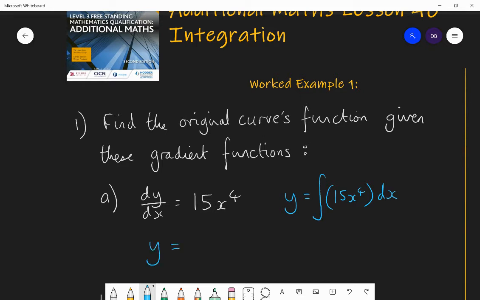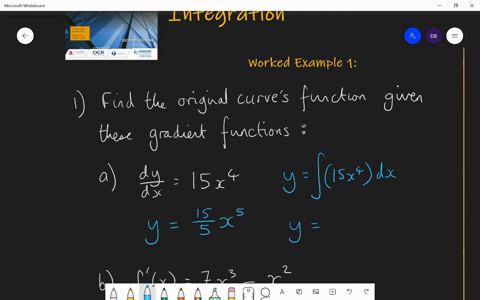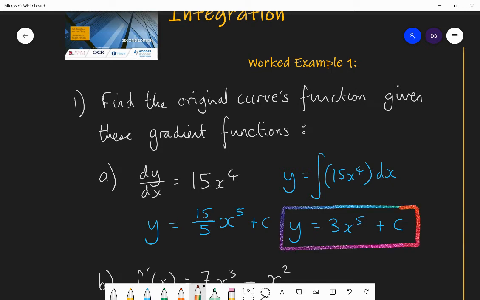So y is equal to, if I integrate, I raise the power by 1, so was power of 4, it becomes a power of 5, and I divide by that new power of 5. So the 15 is then divided by 5. And that gives me the function y equals 3x to the power of 5. And I've forgotten something. I forgot to put plus c. So it's y equals 3x to the power of 5 plus c. So that there is the original curve's function if the gradient function is 15x to the power of 4.